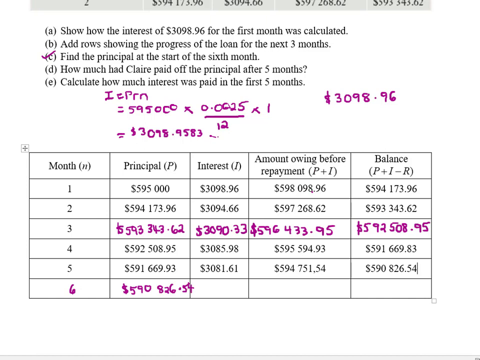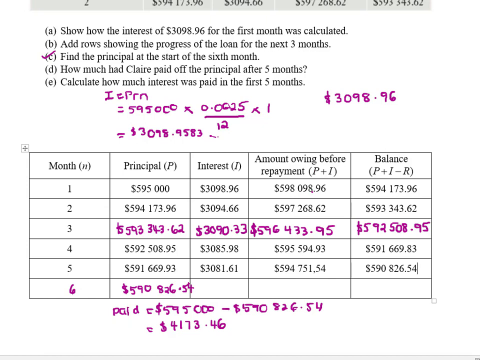Part D, how much had Claire paid off the principal after 5 months? Well, to work out how much she's paid off, all I do is work out how much she borrowed and subtract from that what she has left owing, $590,826.54. And if I work that out, I will get $4,173.46. And that's how much Claire has paid off her original loan.